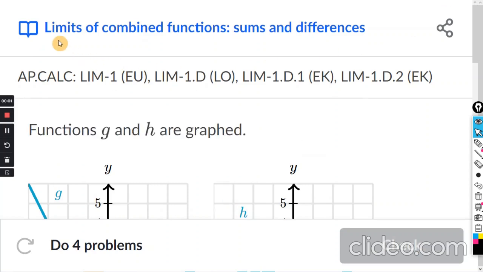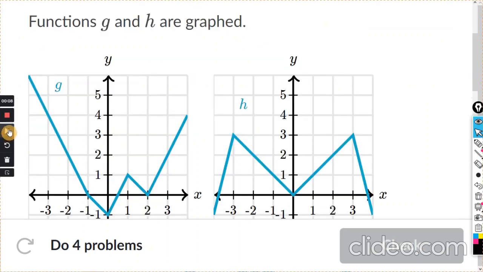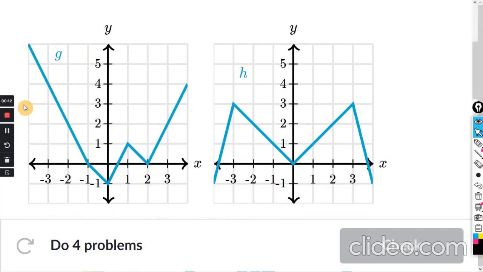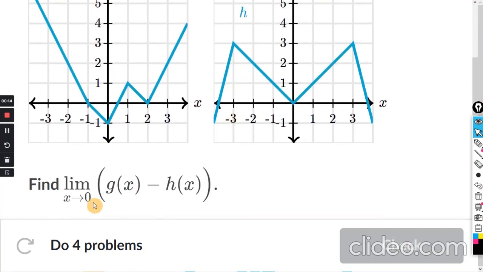This will be for the exercise on limits of combined functions, sums, and differences. All right, so we have functions g and h on the graph, and they want us to find the limit as x approaches 0 of g of x minus h of x.